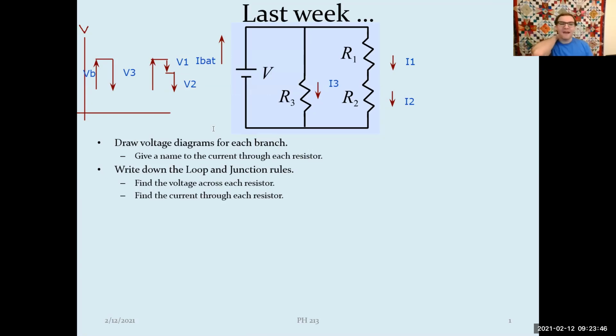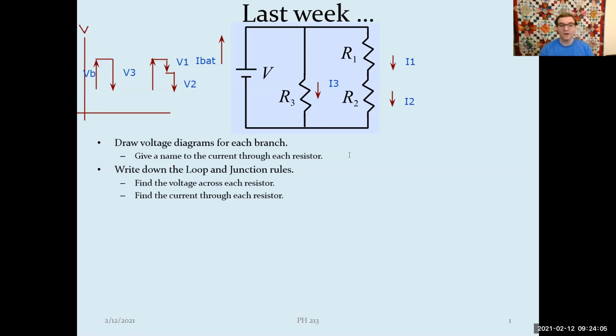I usually like to work in magnitudes for these voltages, and I'll assign the sign arbitrarily, and you'll see how that works in a minute. So my next task here is to write down the loop and junction rules. I usually like to start with the junction rule, actually, so I'll go ahead and start there. And I see a couple of places that I want to use the junction rule.